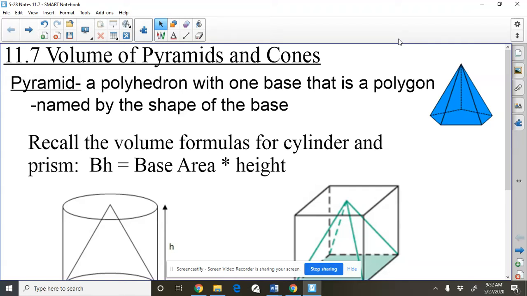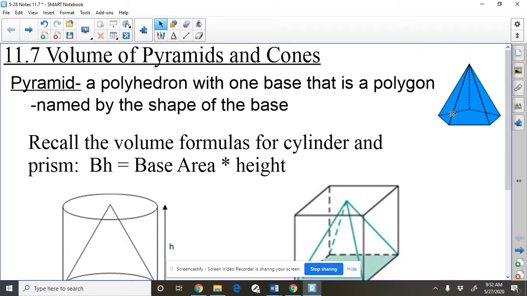Today we're going to go to section 11.7, which is volumes of pyramids and cones, which is closely related to what you did yesterday with volumes of prisms and cylinders. By definition, a pyramid is a polyhedron with one base that is a polygon. It is named by the shape of the base. So here, this is a pentagonal pyramid.